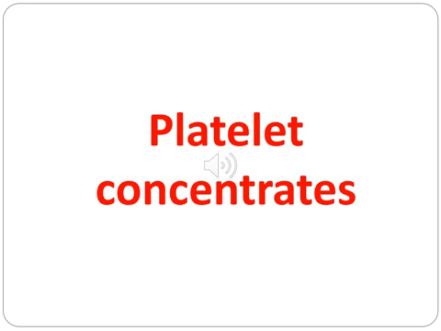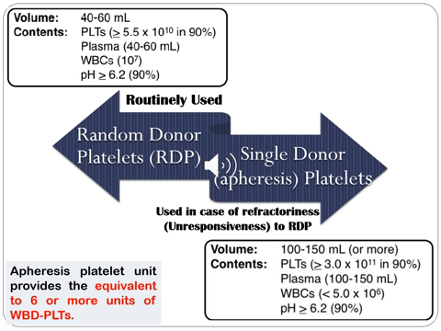The next blood component is platelet concentrates. We have two types of platelet concentrates: the random donor platelets, or whole blood derived platelets, and the single donor or apheresis platelets. Random donor platelets are collected from multiple donors and are the type used routinely in transfusion. Single donor platelets are collected from a single donor and are used in case of unresponsiveness to random donor platelets.